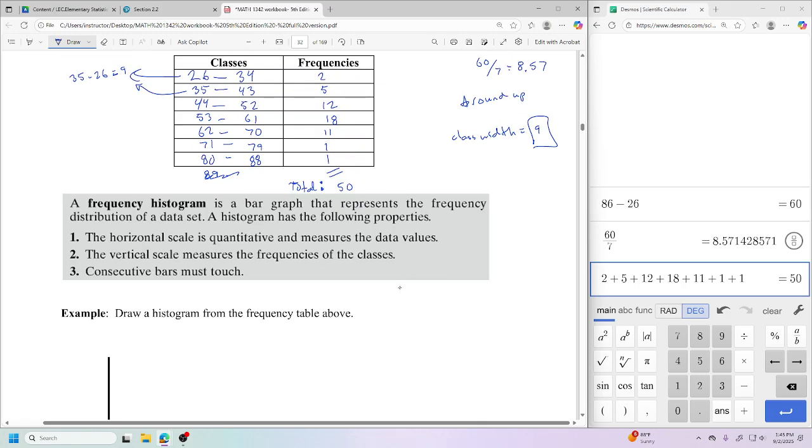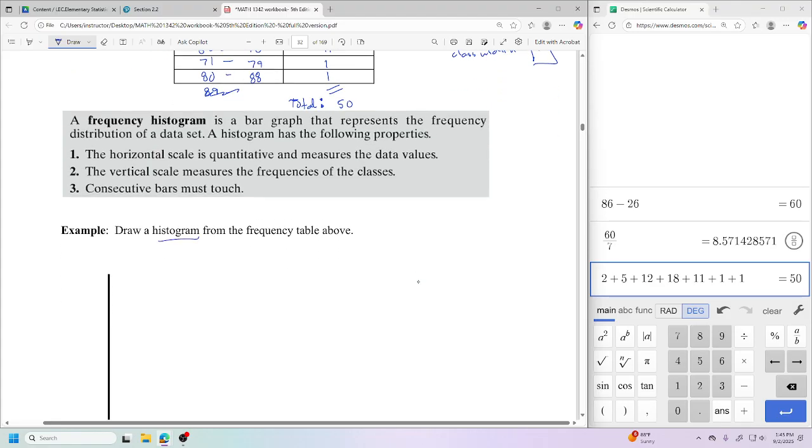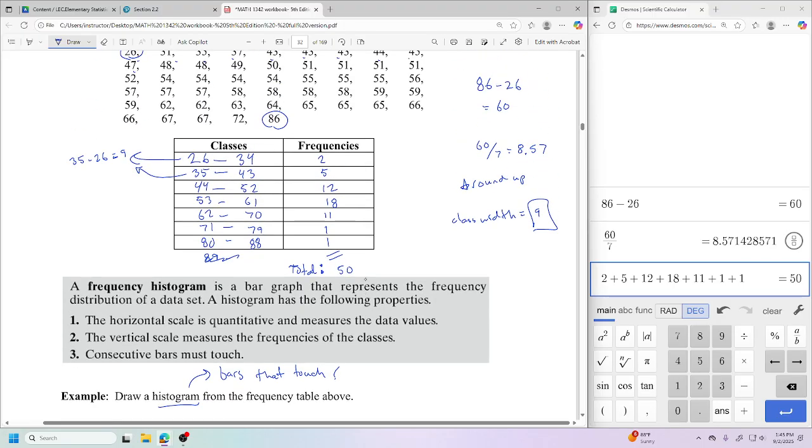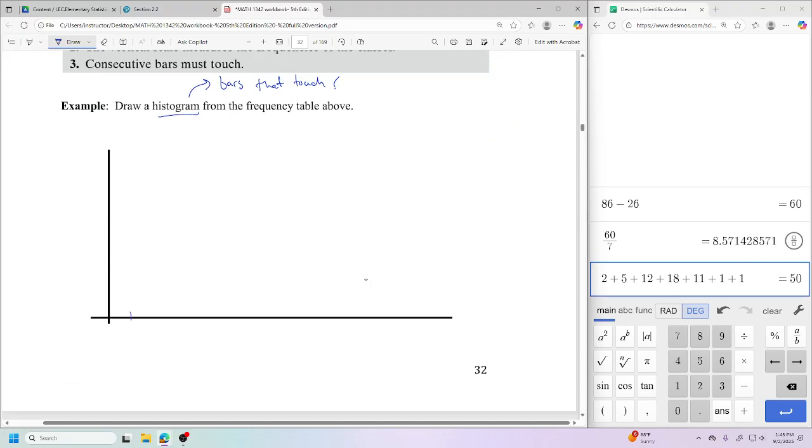So it says draw a histogram for this. Basically, I'm going to copy down these numbers, but I'm going to draw a histogram. A histogram is a very simple kind of graph. It's bars that touch one another. That's it. It's just bar graphs where they touch. So I'm wanting to have a class here from 26 to 34. And so I'm going to start at 26, and then I go to 34. But then the next one starts at 35 technically.